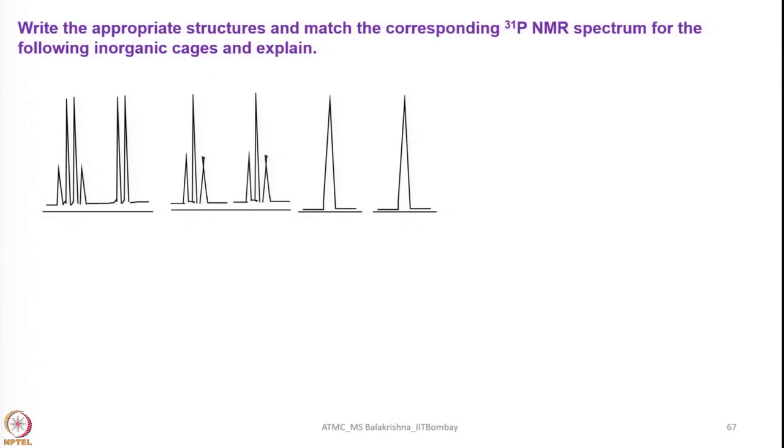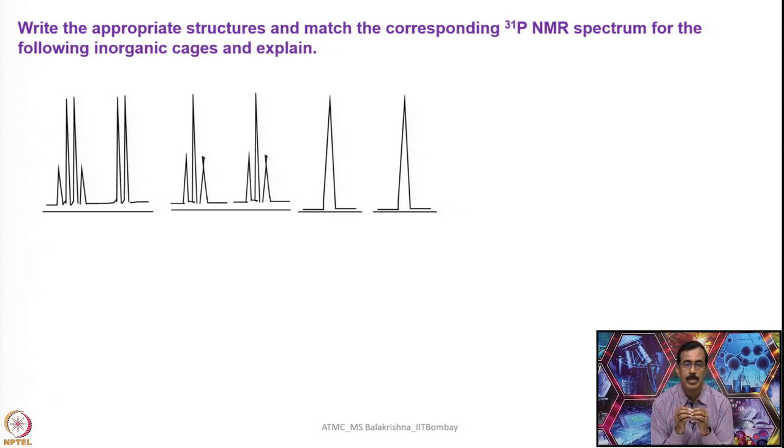One more question I have given here. I have given 4 spectra. Write the appropriate structures and match the corresponding 31P NMR spectrum for the following inorganic cages and explain. The spectra were observed for a mixture of samples when white phosphorus was refluxed with a certain quantity of sulfur. This is very similar to white phosphorus reacting with oxygen to form phosphorus trioxide or phosphorus pentoxide, P2O3 or P2O5.